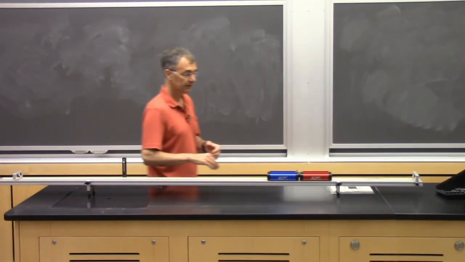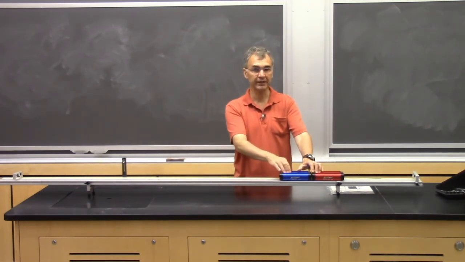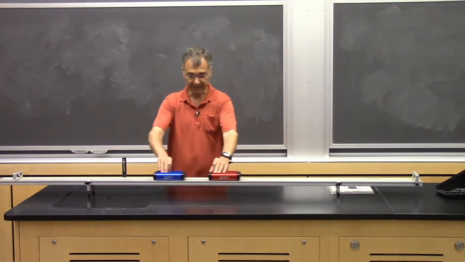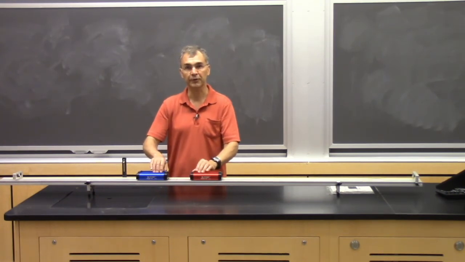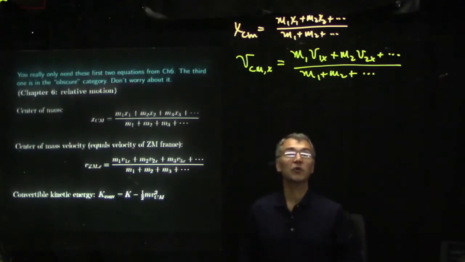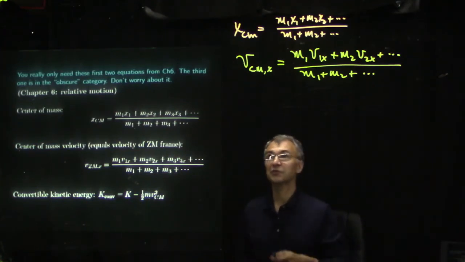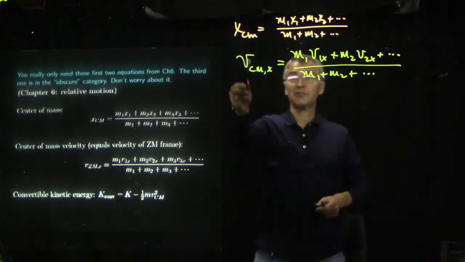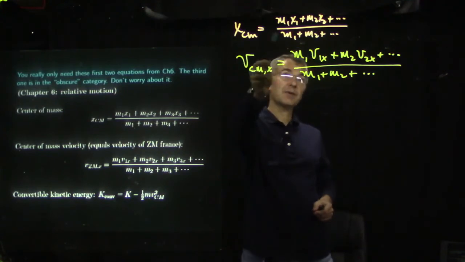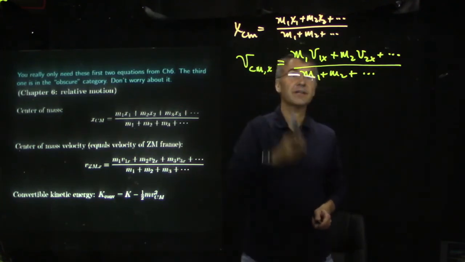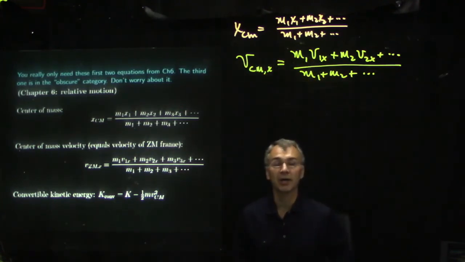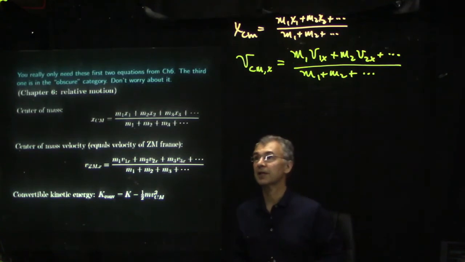So even though this collision is a totally inelastic collision, I can't make all of the kinetic energy transform into other forms. So there are really only two equations you need to know from chapter 6. Definition of the center of mass, which is just the mass-weighted average of all the positions, and the definition of the center of mass velocity, which is just the mass-weighted average of all of the individual objects' velocities.